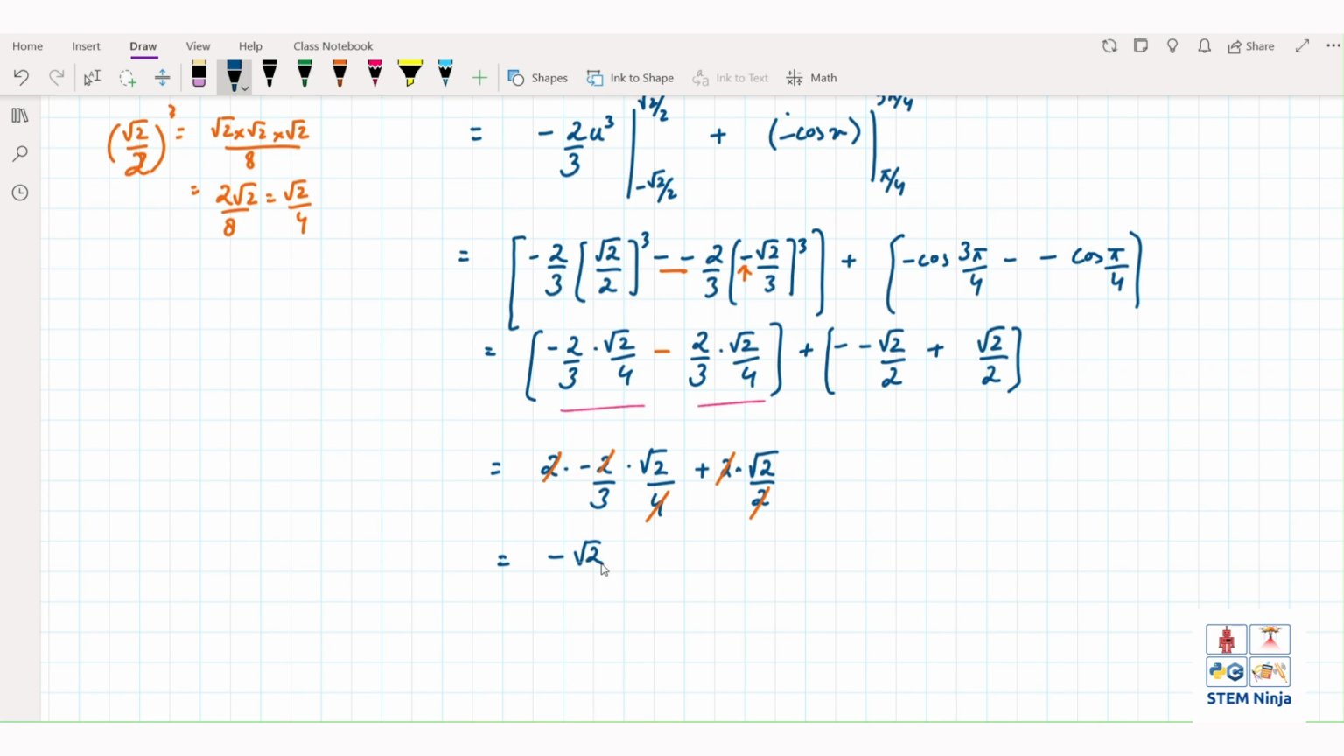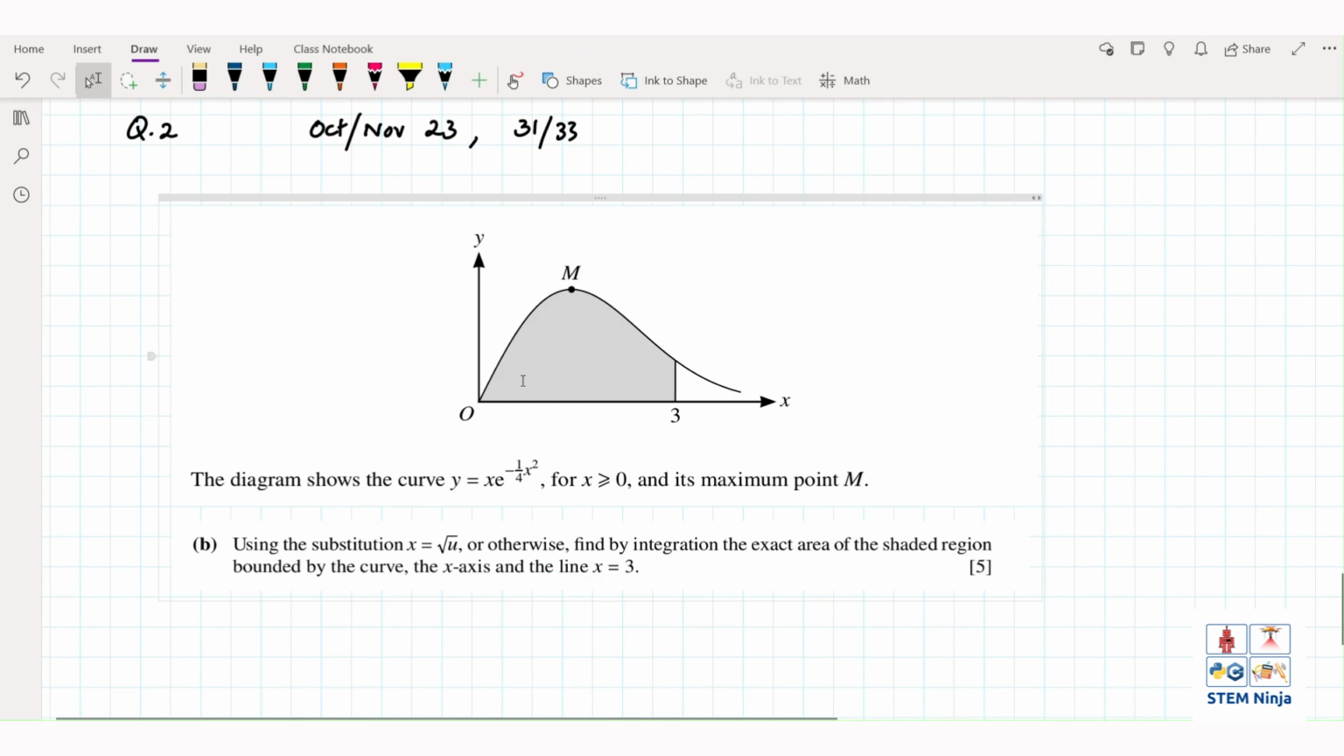minus root 2 over 3 plus root 2. So root 2 is common. So you have 1 minus 1 over 3. So this becomes 2 root 2 over 3. And that's your final answer. All right, let's see another question. All right, so let's see this question.